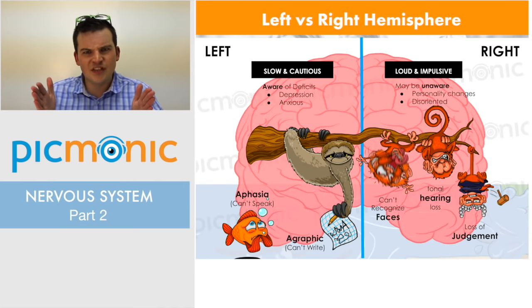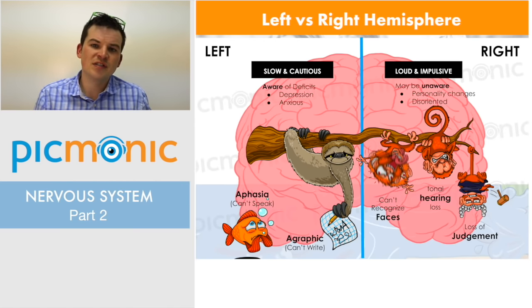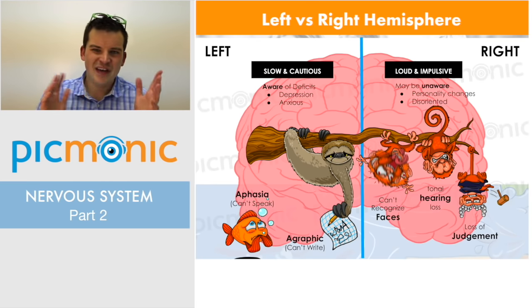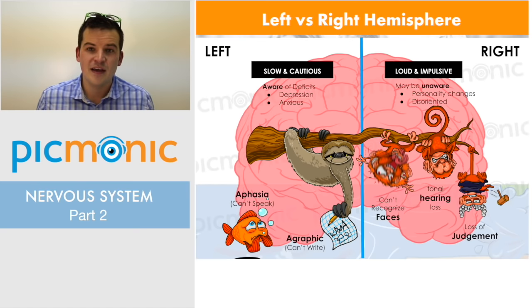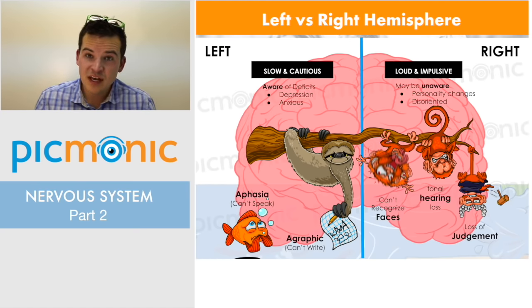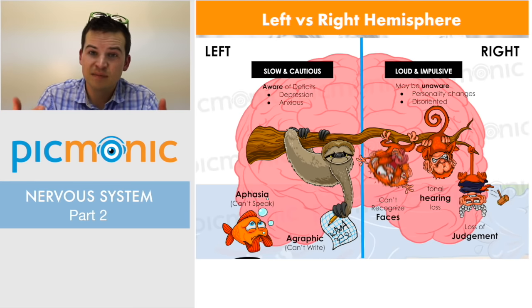So contrast the two. Left-sided hemisphere stroke patients obviously have opposite side weakness, right-sided weakness. Left, right. I always get my left and right mixed up. I did a little hand thing, but I can't do it on the camera because I think it'll be backwards. Whatever. Left-sided stroke patients are slow, cautious, and they can't express themselves.